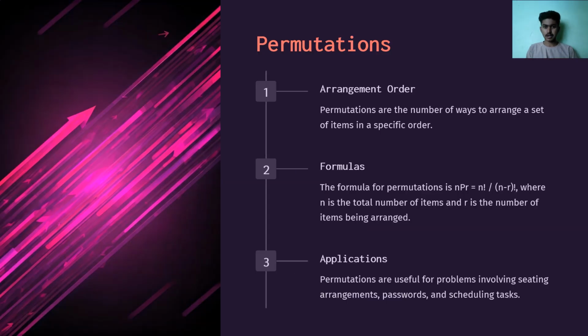Permutations. Arrangement order. Permutations are the number of ways to arrange a set of items in a specific order. Second one is formulas. The formula of permutations is nPr equals n factorial by (n minus r) factorial, where n is total number of items, r is the number of items being arranged. Applications. Permutations are useful for problems involving seating arrangement, passwords, and scheduling tasks.